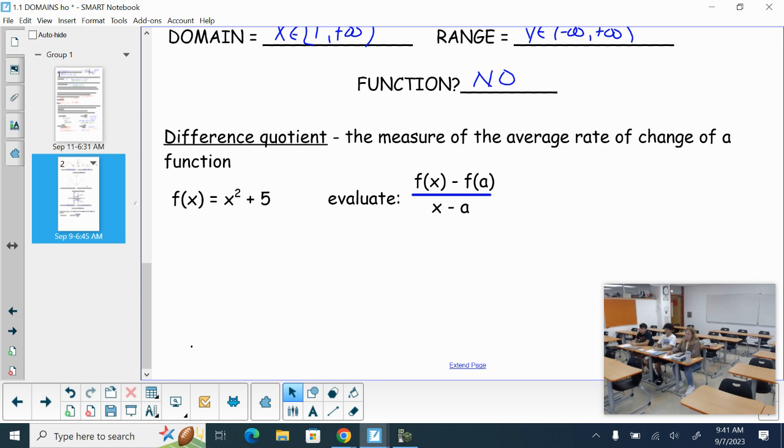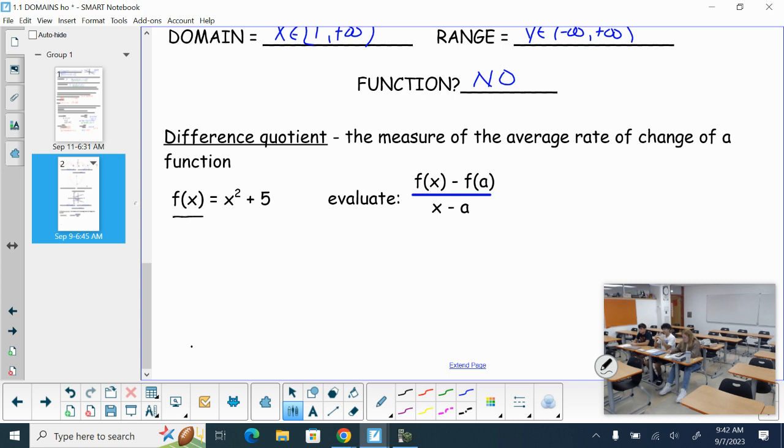And this is just a delta y, and this is just a delta x here. So when we have one value divided by another value, it is a rate. We're talking about a rate here. So it's a measure of the average rate of change of a function. And it's defined as f of x minus f of a over x minus a.